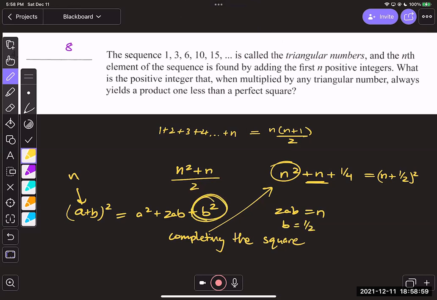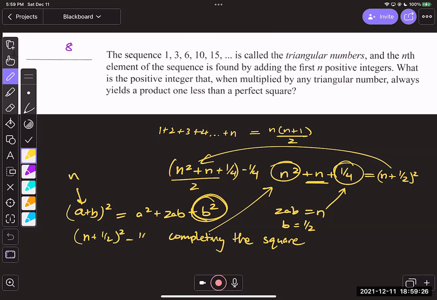So the last thing we're missing is b squared, which means we're missing this 1 over 4. In order to get that 1 over 4, we need to add it and subtract it, because that's the same thing as adding 0. So this is the same thing as this plus 1 over 4 minus 1 over 4. Now we can simplify this out. So n times n plus 1 over 2 is the same thing as n plus 1 over 2 squared minus 1 over 4, divided by 2.